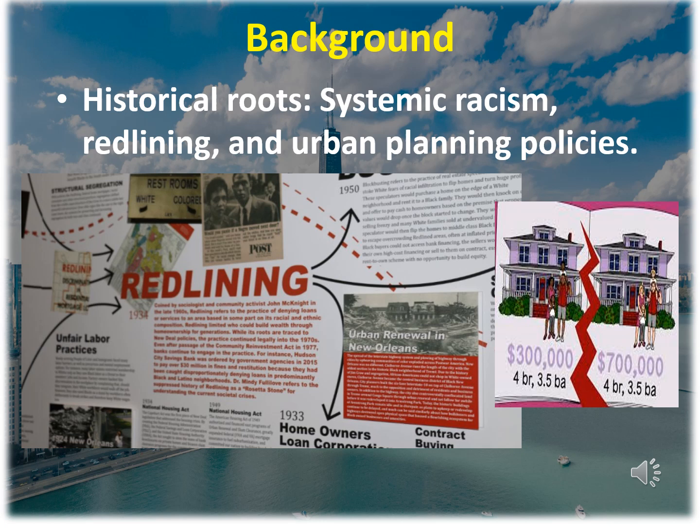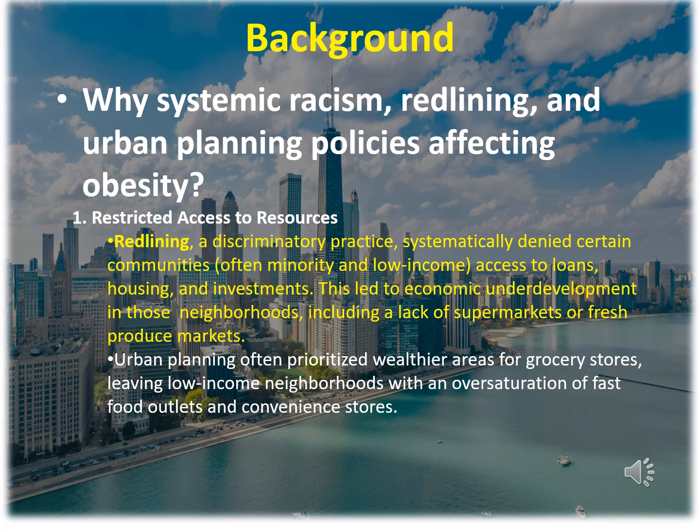One of the root causes is systemic racism, redlining, and urban planning policies. Redlining, a discriminatory practice, systematically denied certain communities, often minority and low income, access to loans, housing, and investments. This led to economic underdevelopment in those neighborhoods, including a lack of supermarkets or fresh produce markets.